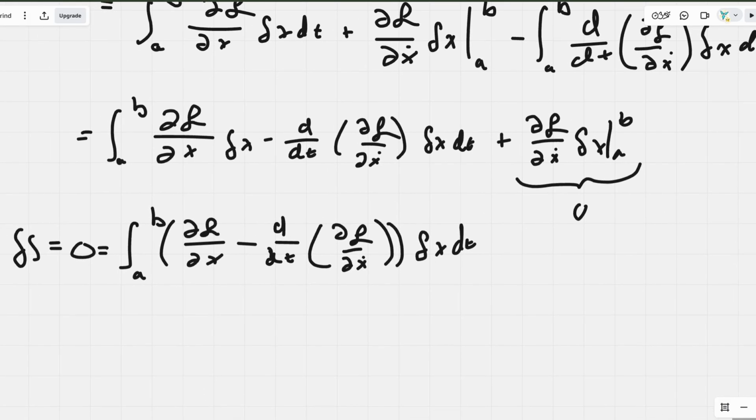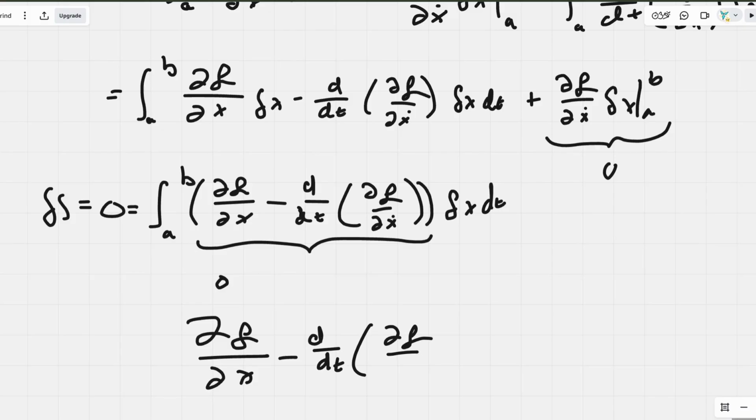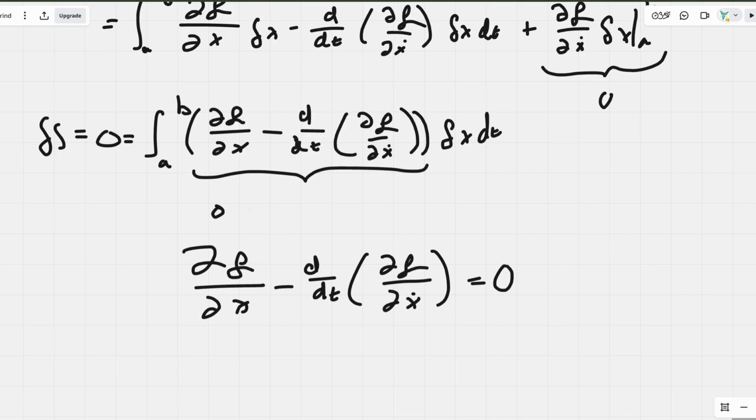So we know that there's going to be some variance in x, which means that this term will be equal to 0, because we did alter the path slightly, and so this term is going to be non-zero, and we have 0 is, and this is the relation that we get.